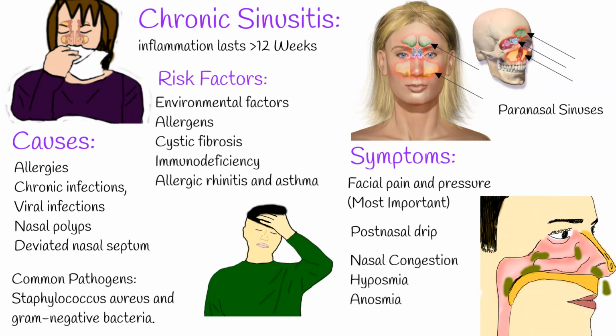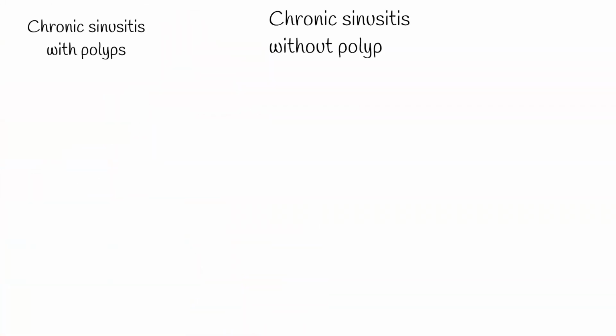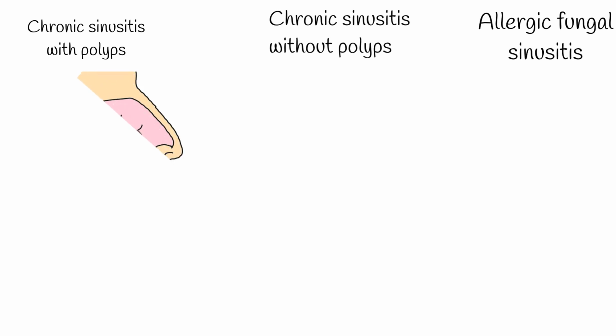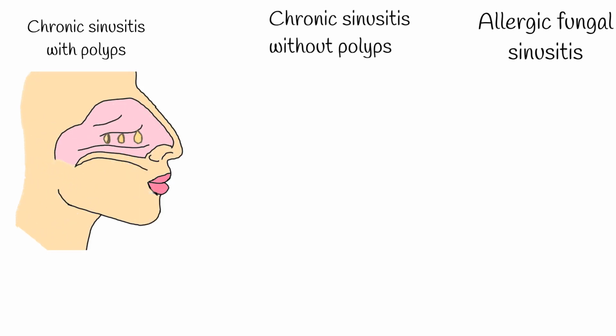Chronic sinusitis can be classified in 3 types. 1. Chronic sinusitis with polyps. 2. Chronic sinusitis without polyps. And 3. Allergic fungal sinusitis.